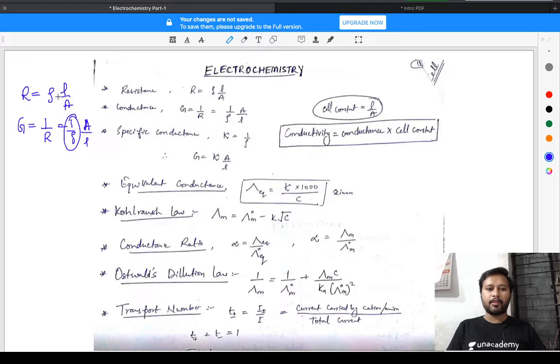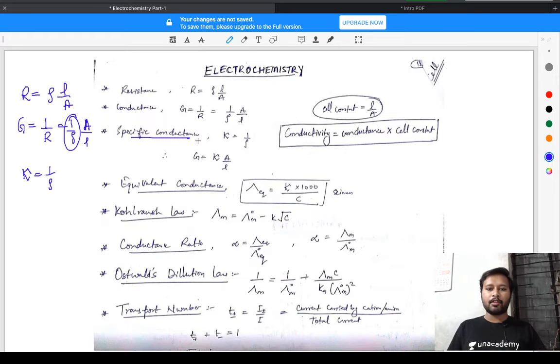Now 1 by rho is called conductivity, which is represented as a different variable in electrochemistry. So we call it specific conductance. The specific conductance is given by kappa. That's the Greek letter which shows specific conductance, and this is actually equal to 1 by rho.